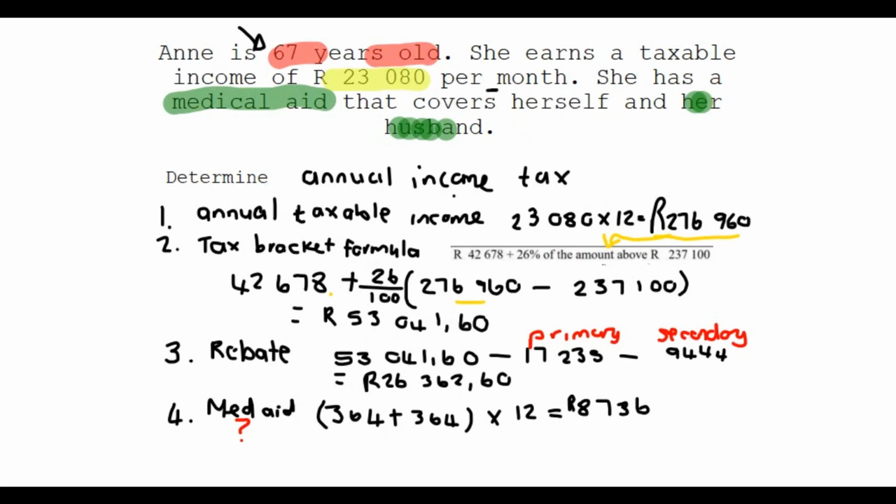What does that mean? I still have to subtract, okay? I still have to subtract that amount. From what? From my previous answer in step 3 that says 26,362,60. And then I say minus now the medical credits, 8,736, and you get an answer of, let me just write this down, 17,626,60. And also note that they simply asked us to determine the annual income tax, right? Simple and easy.